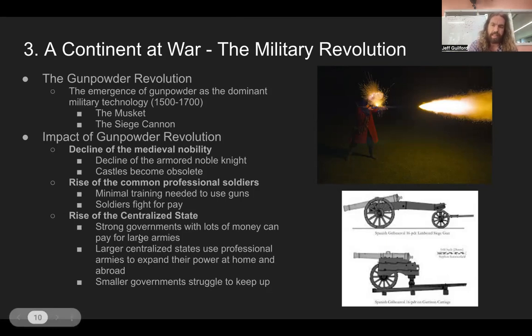What you're going to see is that the states that are able to centralize, get money, and then build up large armies of professional soldiers are going to expand and become more powerful. Whereas smaller states that struggle to raise armies equipped with the most modern weapons are going to fall apart. So it's basically sink or swim time in Europe. Get the money, build up the modern armies equipped with guns, or get conquered.